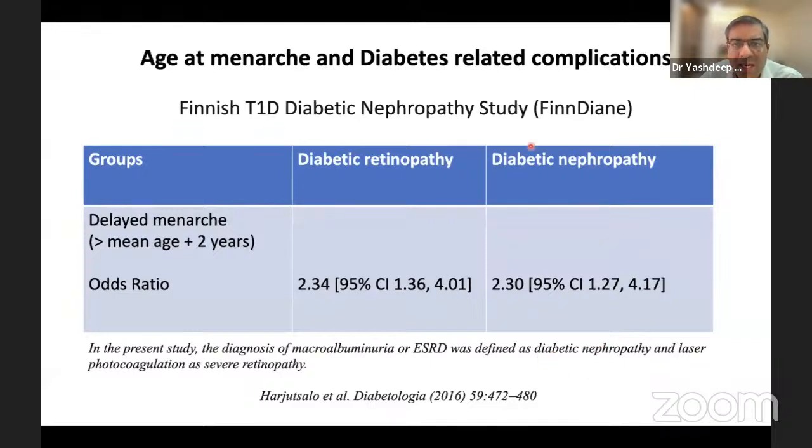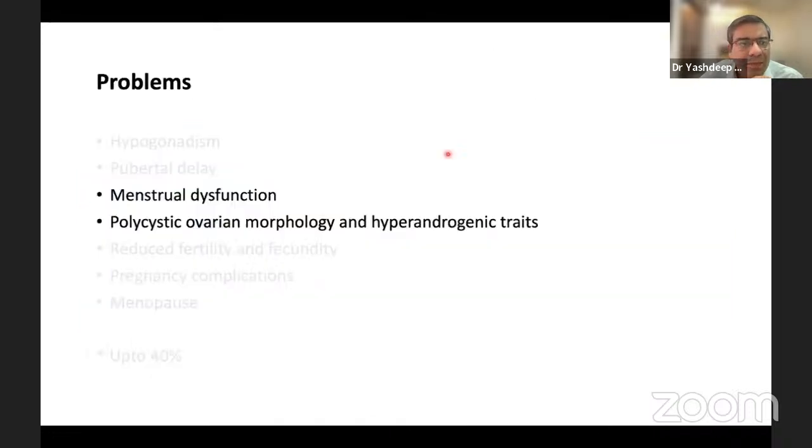So obviously it is linked with dire consequences in type 1 diabetes. Either it is just coexistent, where hyperglycemia impacts menarche and is also associated with diabetic retinopathy and nephropathy as a coincidental association, or there is actually a causal relationship between the two; that is not clear. But one thing is clear: if a patient has a delayed menarche, they are at high risk of developing complications.